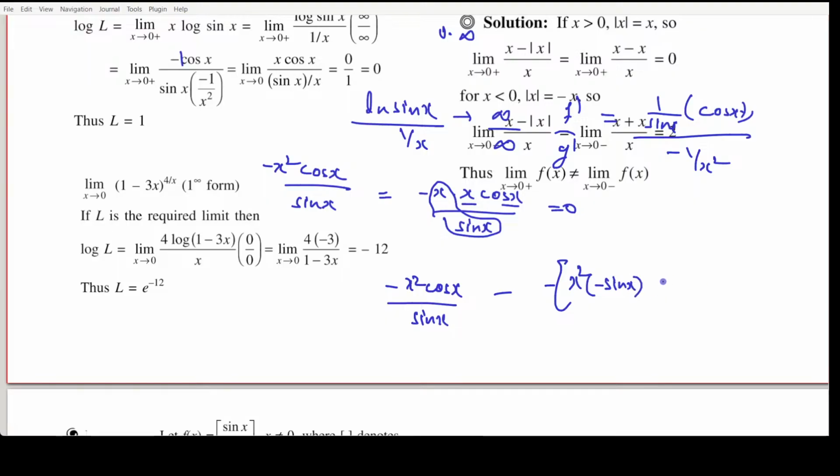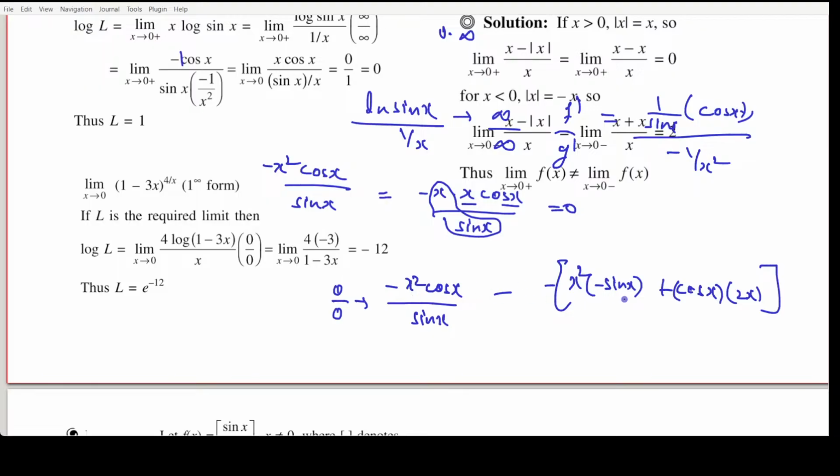Sir, why won't it be minus 2x? Because this is still in 0 by 0 format, as long as it is in 0 by 0 format, we can continue doing. Sir, but won't the x square also be differentiated, to 2x? We are differentiating, yes. You just use chain rule here. I'm just using product rule. This negative sign I'm keeping outside.